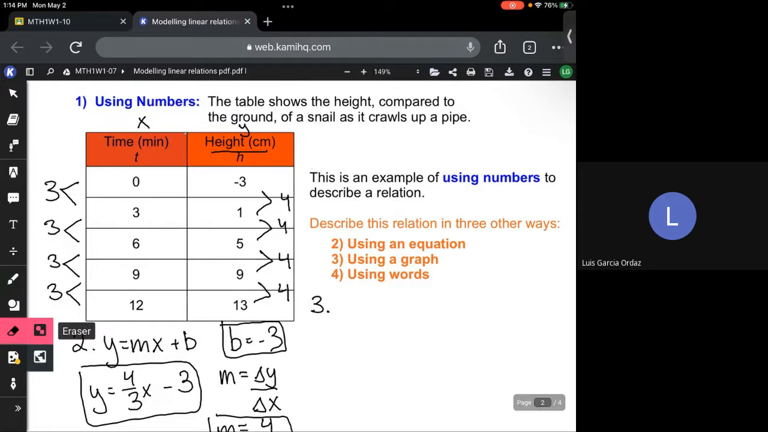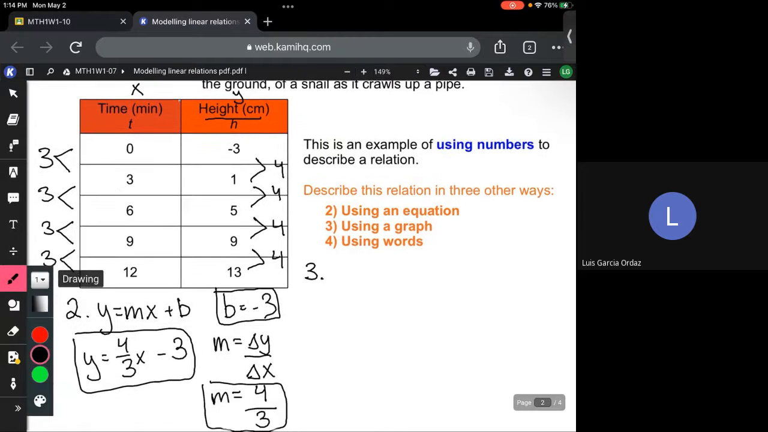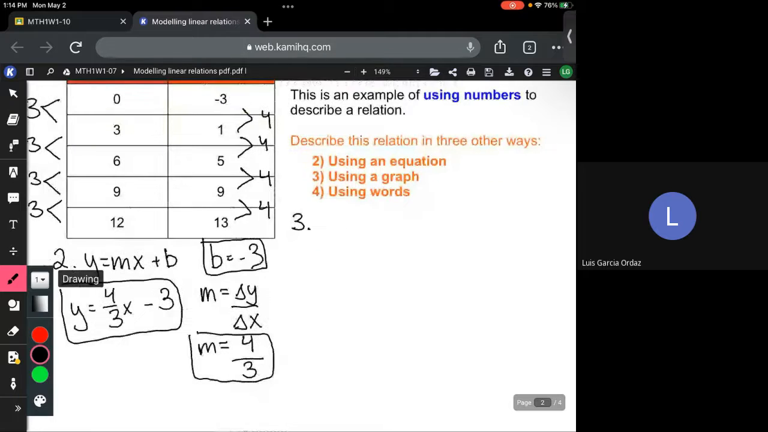So the table of values is the easiest way to graph because you have your x and your y, and some of you were saying that already, except you didn't mention it as a whole. So as you can see, my first point is going to be what? 0 and -3. So that's going to be my first point. So I'm going to draw my axis.